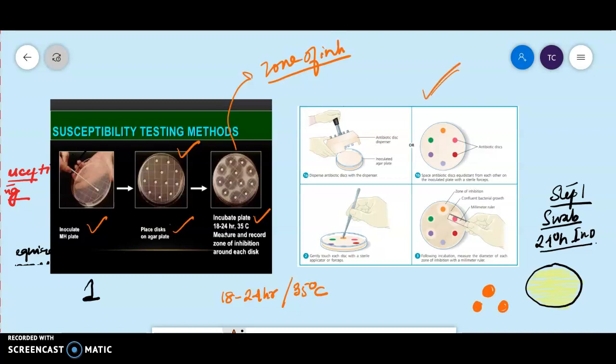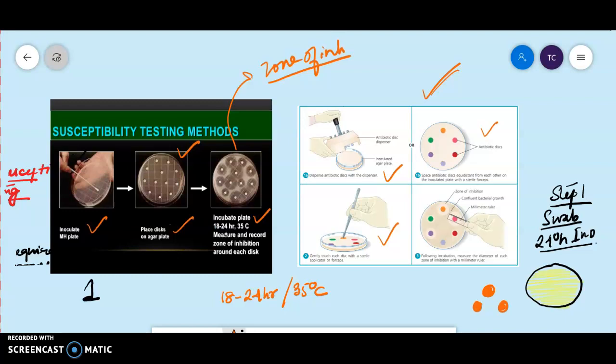Dispense antibiotic discs with the dispenser. So with the dispenser, they are dispensing the antibiotic discs onto the inoculated agar plate, and space the antibiotic discs equidistant from each other, placing them with sterile forceps. So with the sterile forceps, see what they have done? They have placed the discs very carefully with equidistant placement.